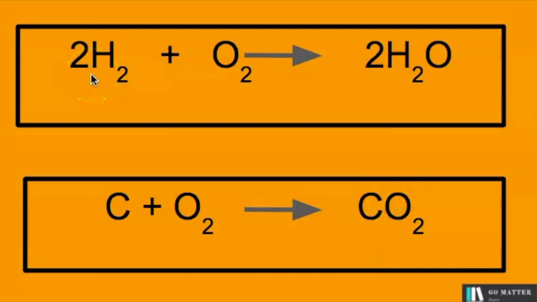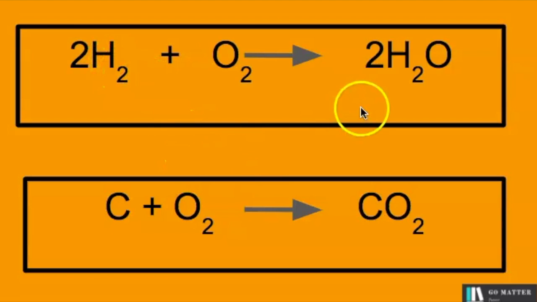And the number in front of the molecule indicates the ratio in which the molecule reacts or is formed. So we've got 2 molecules of hydrogen react with 1 molecule of oxygen to yield 2 molecules of water. So we've got 2 molecules of hydrogen. So 2 times 2 is 4. So we'll be having 4 hydrogen atoms.